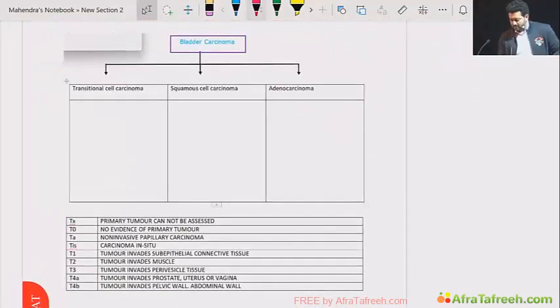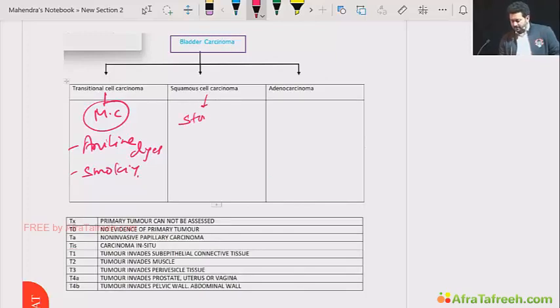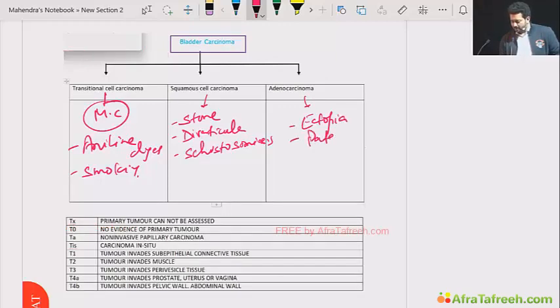Bladder carcinoma, transitional cell is the most common. Aniline dyes or the benzene dyes, and smoking are the main causes. Squamous cell carcinoma is mainly because of vesicle stone, diverticula, or schistosomiasis. And adenocarcinoma is because of ectopia vesicae or patent urachus.